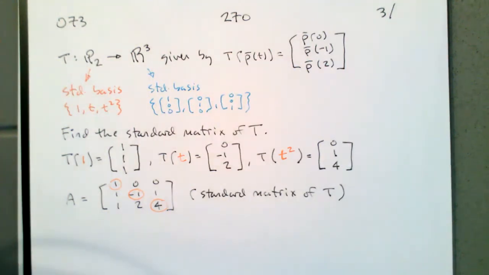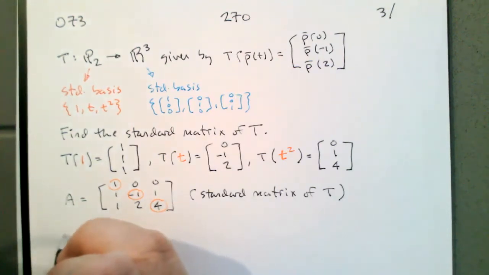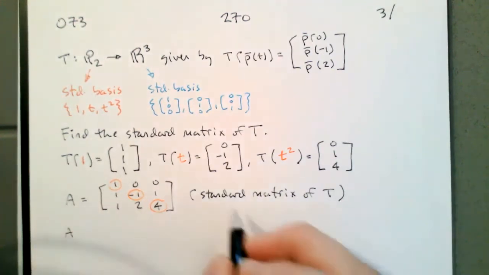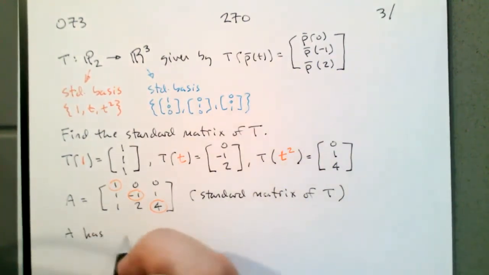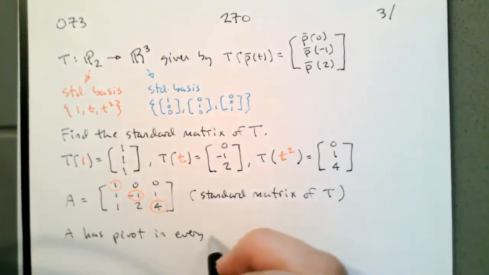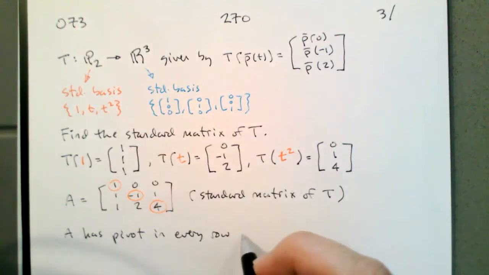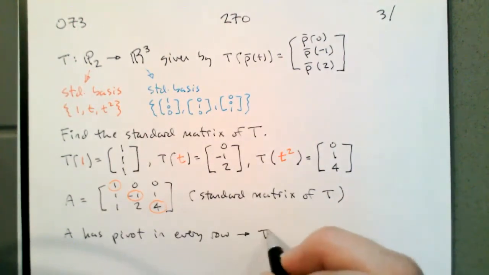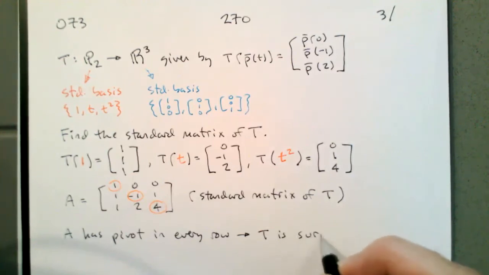So now we notice that T, the transformation, is both injective and surjective. T is invertible because the standard matrix of T is invertible. So we notice lots of things. A, the standard matrix of T, has a pivot in every row. And that tells us that T is surjective.